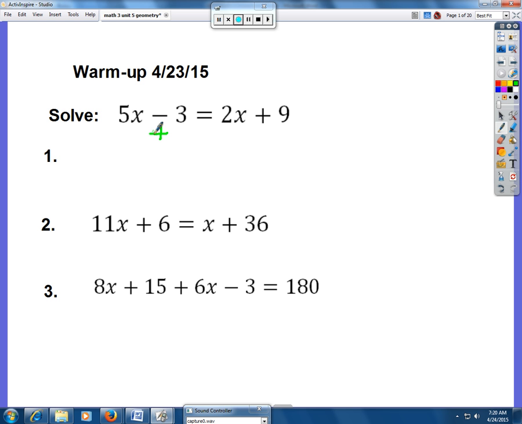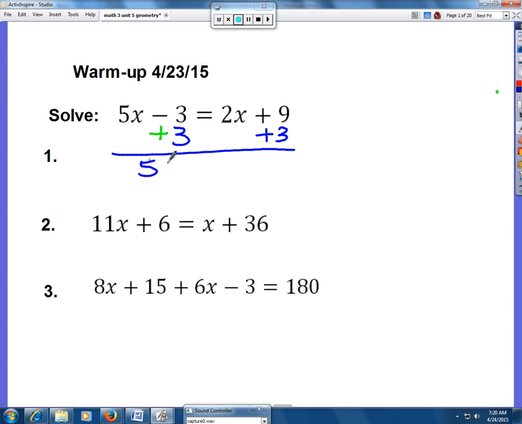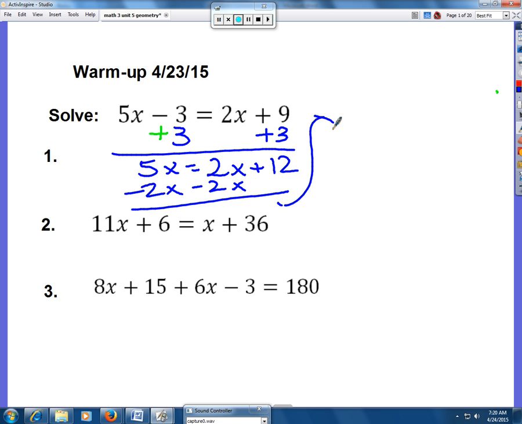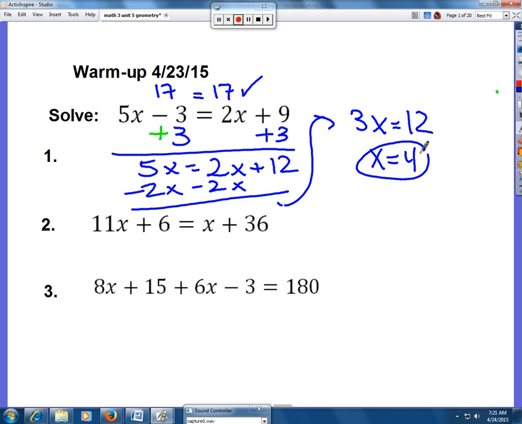So if I add 3, excuse me, let me change that color, to both sides, I get 5x equals 2x plus 12. Then subtract the 2x. I end up with 3x equals 12, so x equals 4, because we divide by 3. To check, you just plug that 4 in for x. 5 times 4 is 20, minus 3 is 17, and 2 times 4 is 8, plus 9 is 17. So we know we have a correct answer there.